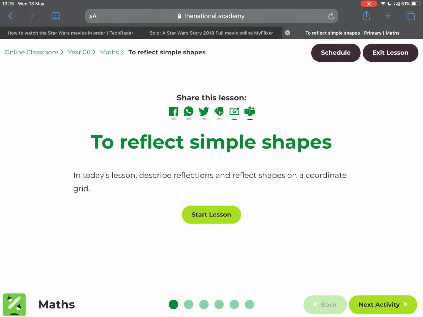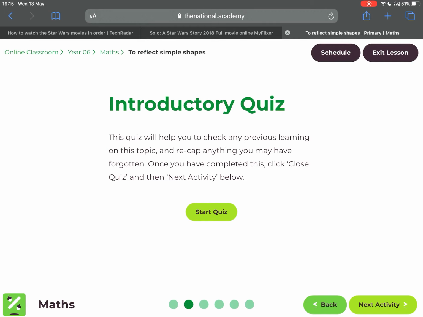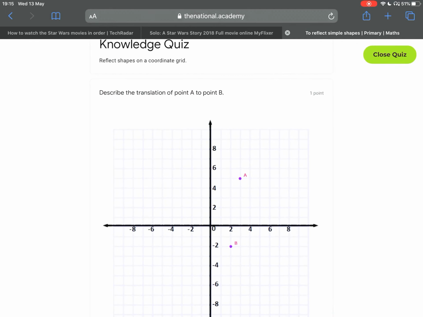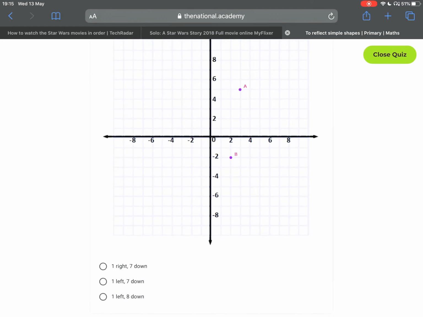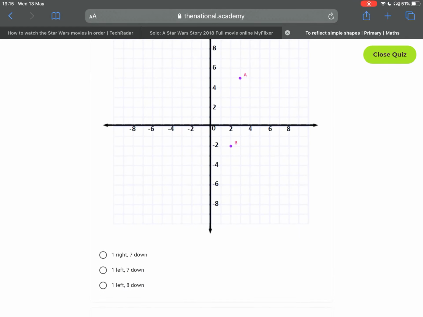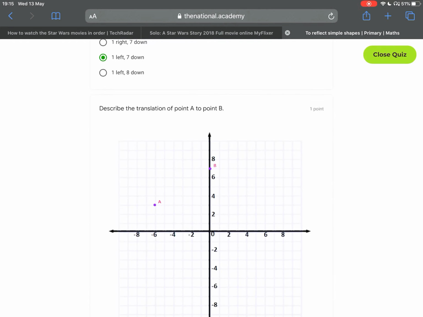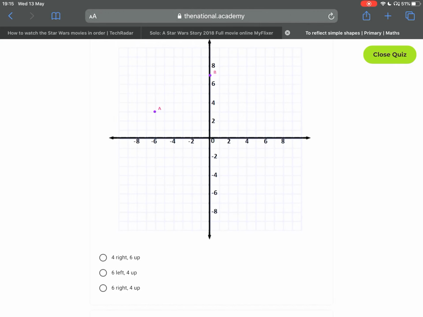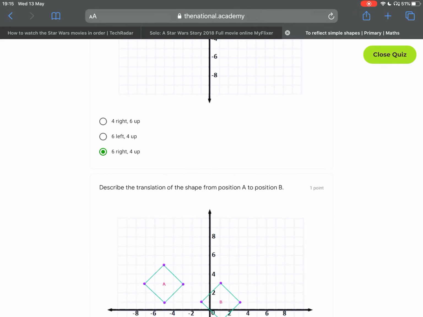In this lesson, you're going to learn how to describe reflections, and then you're going to reflect shapes on a coordinate grid. So first, you're going to have your introductory quiz here. Describe the translation of point A to point B. That would be one left, 7 down. After that, describe the translation of point A to point B. That would be 6 right, 4 up.